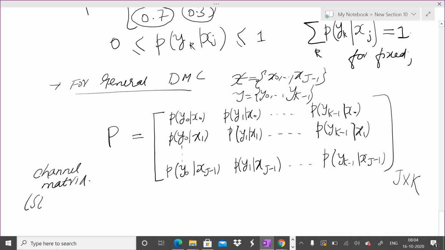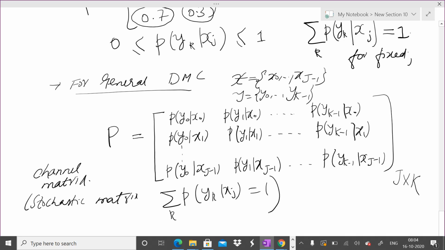It is also called a stochastic matrix. The reason for calling it a stochastic matrix is that the sum over all k of probability yk given xj is 1. So this is the reason for calling it stochastic, if this is satisfied.